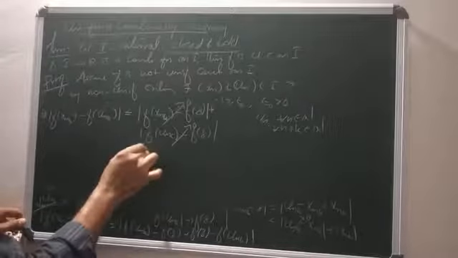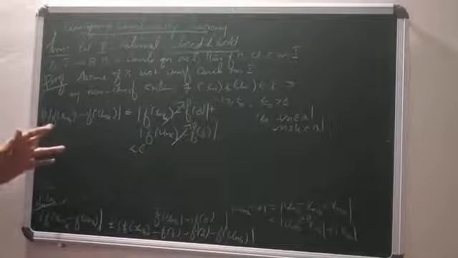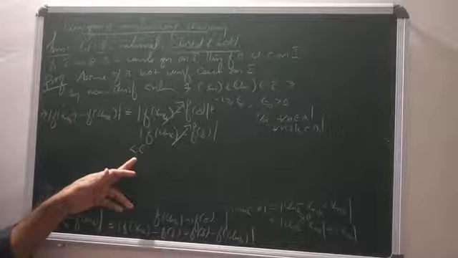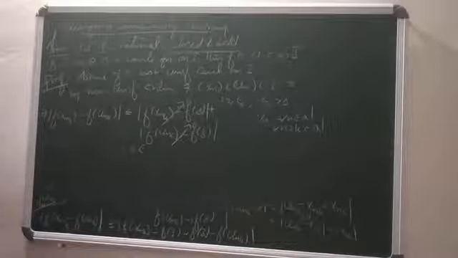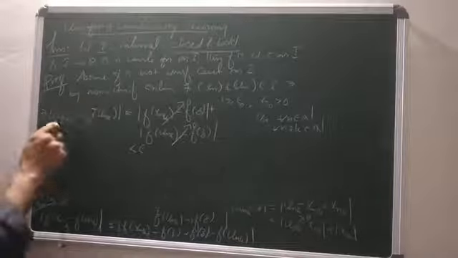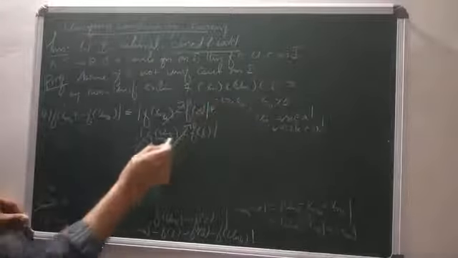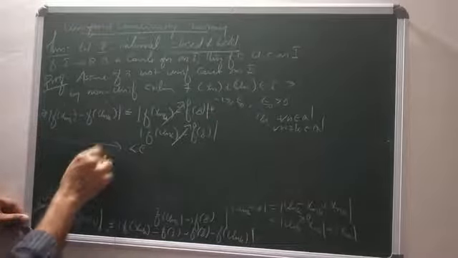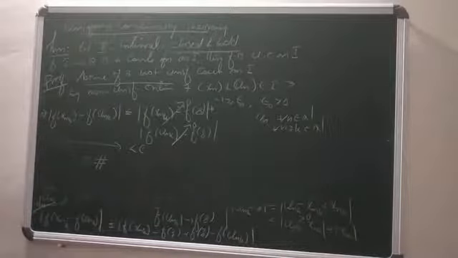That means it is strictly less than some epsilon. Okay, that means modulus of f of x_nk minus f of u_nk less than epsilon, which means f is uniformly continuous on I. That's a contradiction. Why? Because we know that modulus of f of x_nk minus f of u_nk is greater than or equal to epsilon naught, but here it is less than epsilon. That's a contradiction. This contradiction is due to our wrong assumption. Therefore, f is uniformly continuous on I.